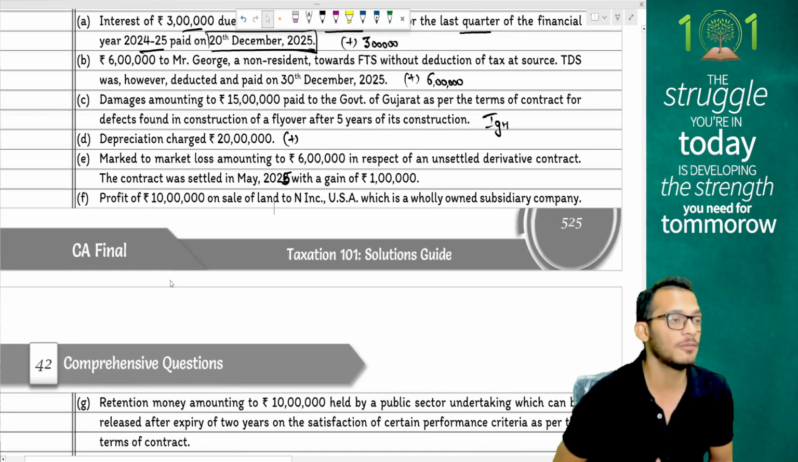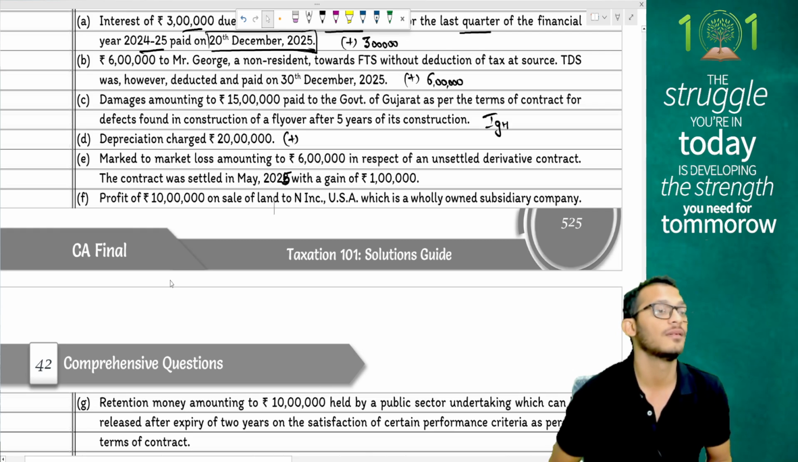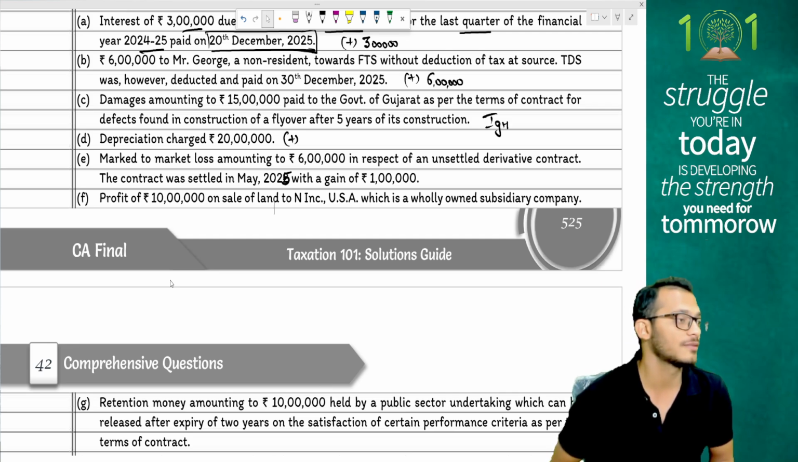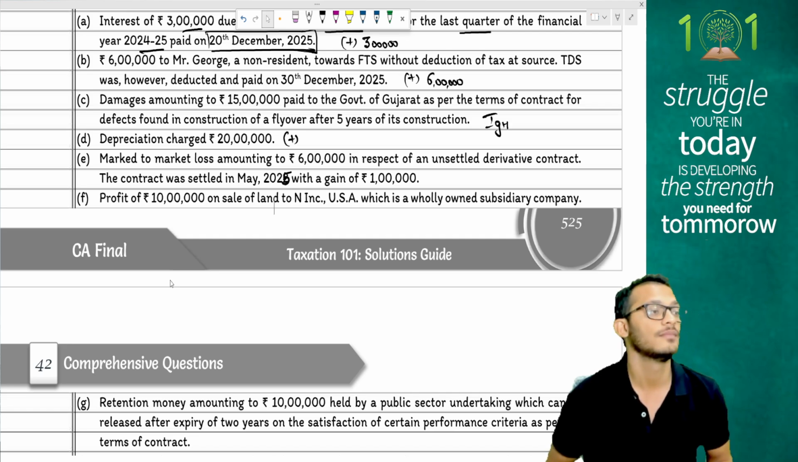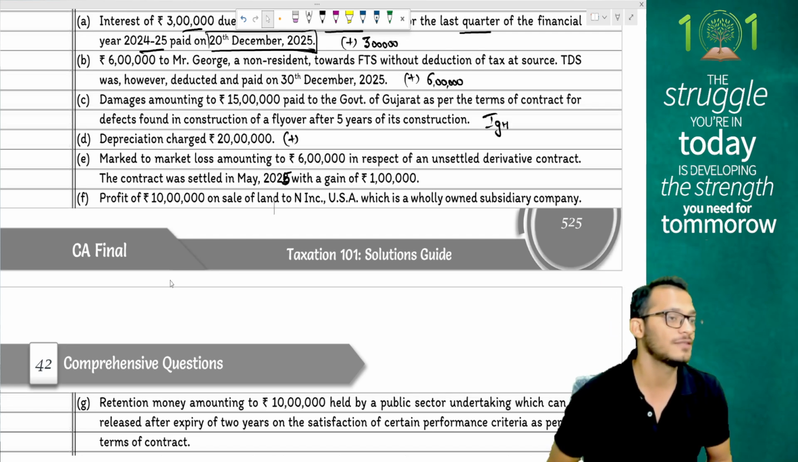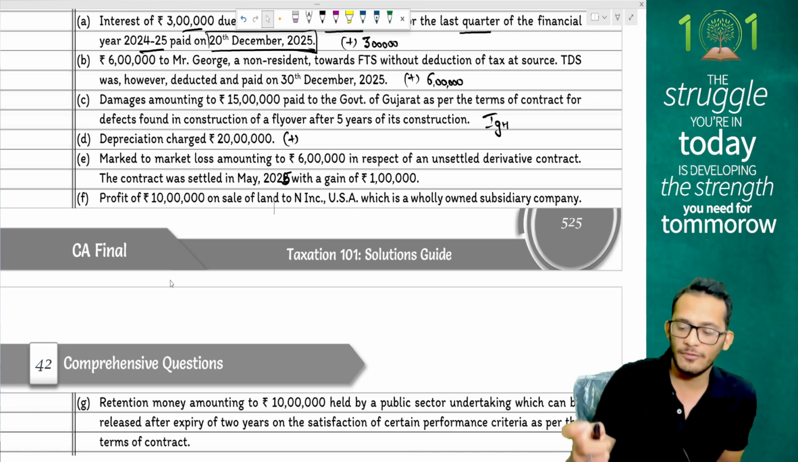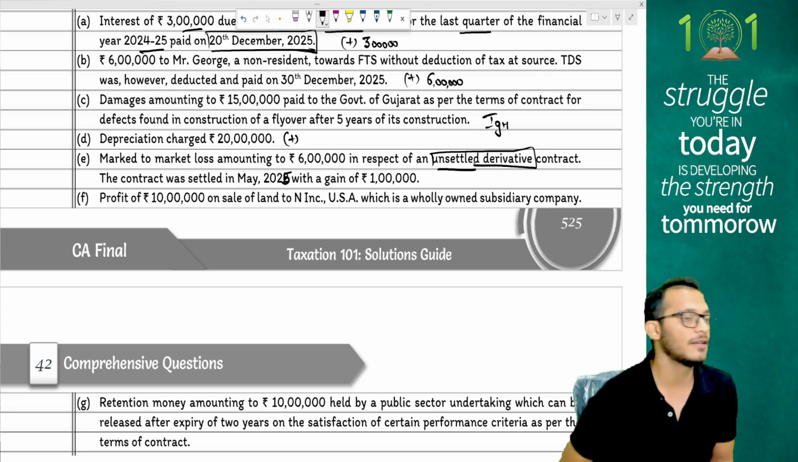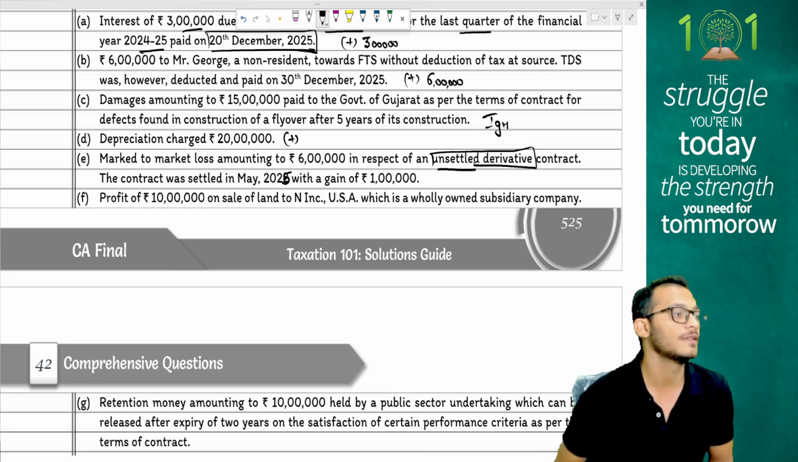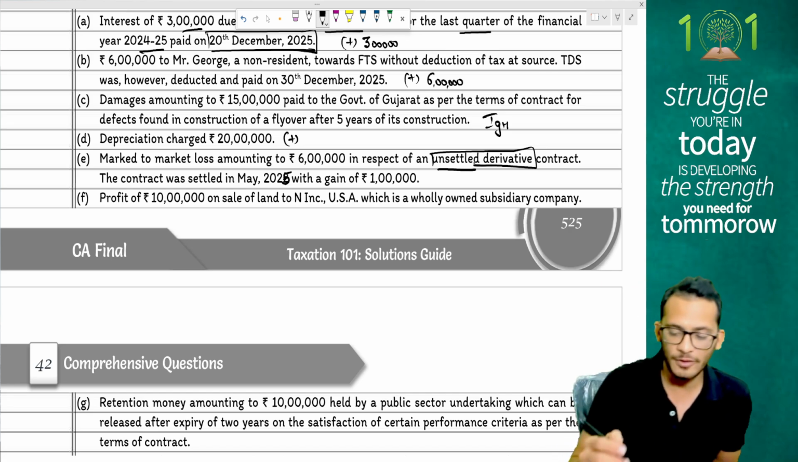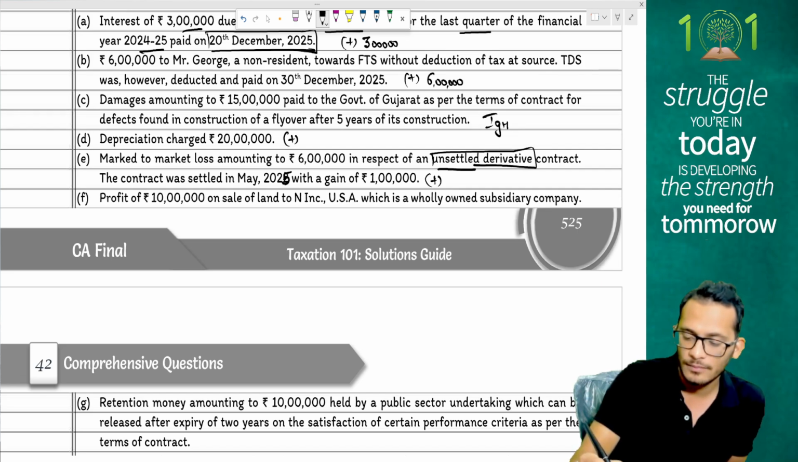Hey, there is something called highly probable transaction and all. Firm commitment, highly probable forecast transactions, and speculation tradings. These are all on settlement basis. Everything else is allowed on accrual basis. If you notice this line very carefully, people, it says in respect of an unsettled derivative, which means this is more like a forecast transaction. Therefore, this is allowed only on settlement basis and therefore gets disallowed.